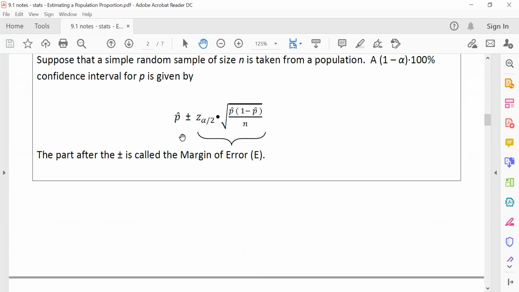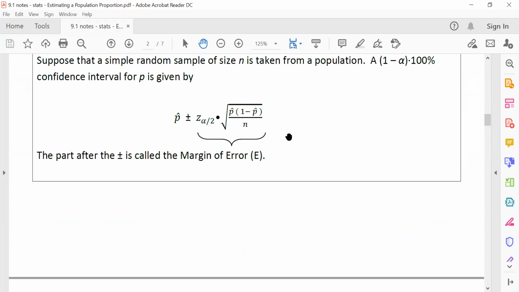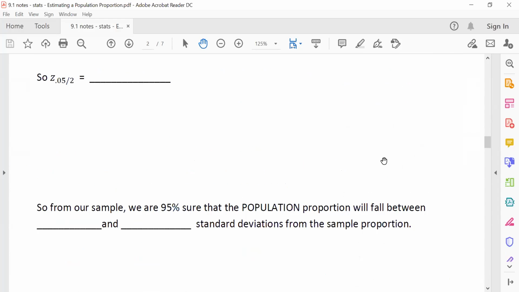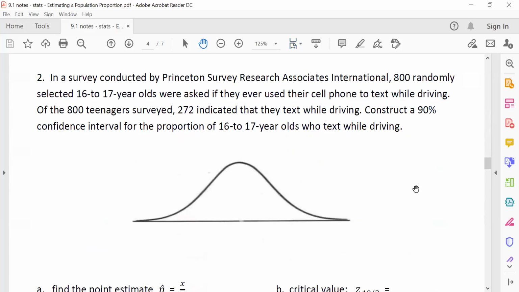And then this is the formula you're going to be using. This is our gold standard formula here. P hat plus or minus the Z-score, that alpha over 2 is a subscript on the Z-score, times the standard deviation business.